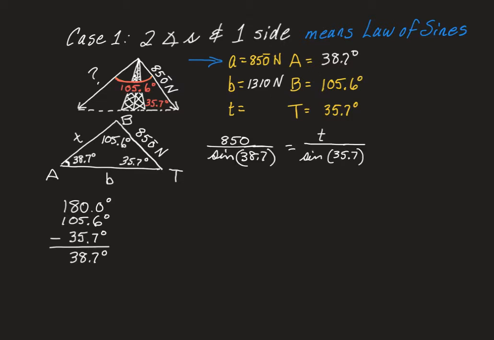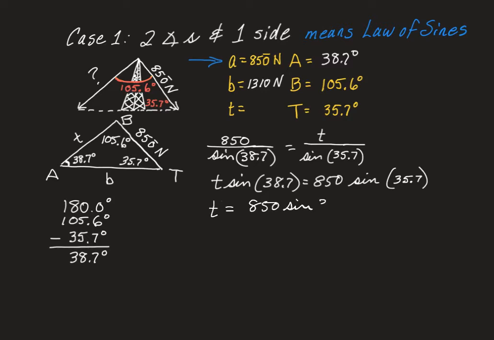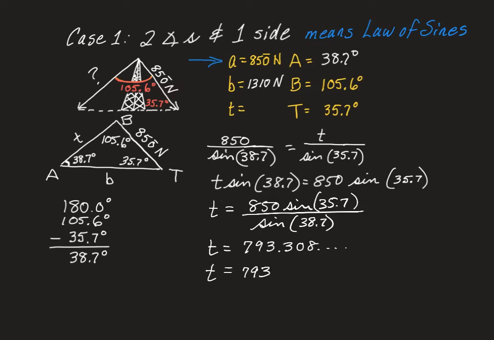So there's our ratio. Side A over the sine of angle A equals side T over the sine of angle T. Cross multiply and you get this. When you isolate T, you then find this, 850 sine of 35.7, and because you have divided both sides by the sine of 38.7, it canceled on the left-hand side, and you're left with this on the right-hand side. You see the angles there are almost the same, but just not quite. And our calculator gives us at the end 793 point blah, blah, blah.